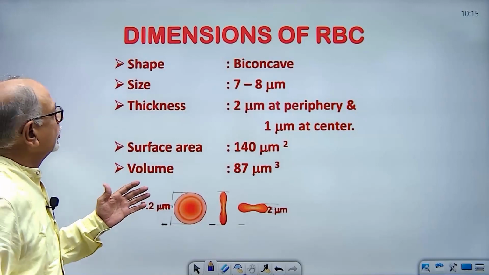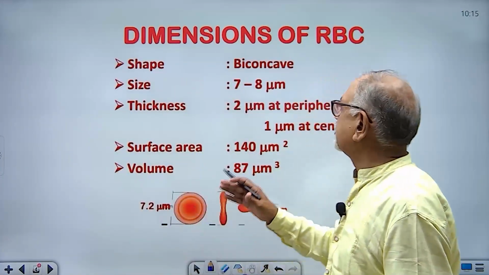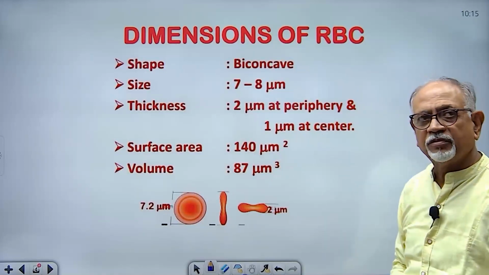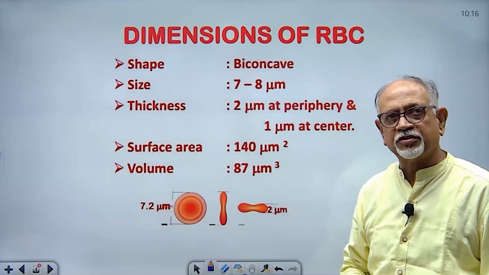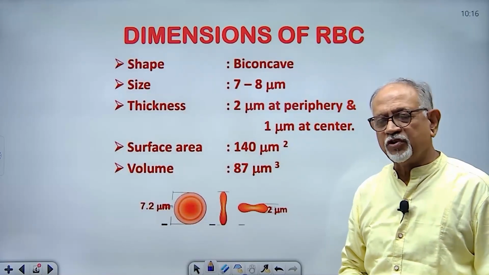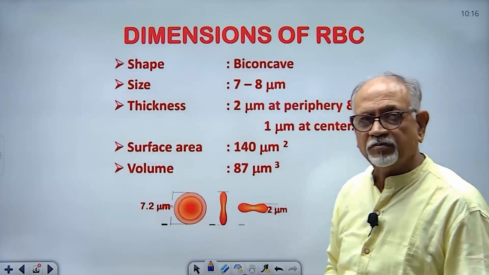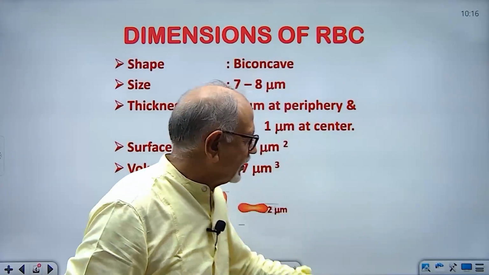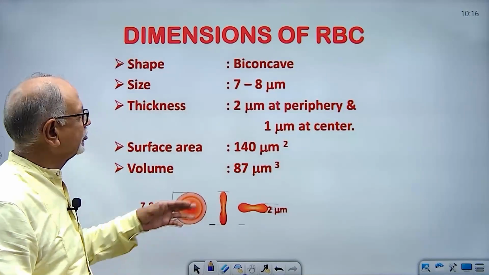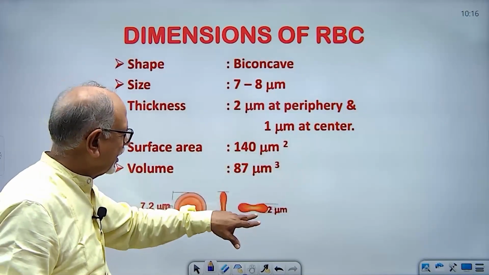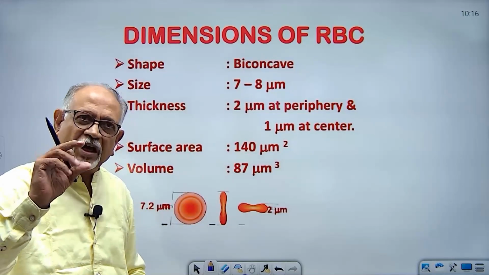Now, regarding the shape, as just mentioned, it is biconcave. The size is 7 to 8 micrometer, μm. The thickness is 2 μm at the periphery here, where it is thicker, and it is only 1 μm at the center, where it is pinched like this.